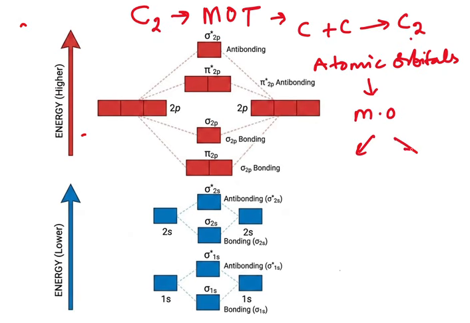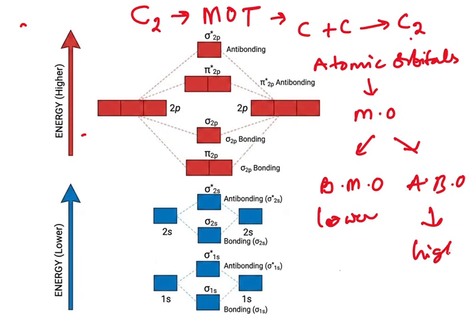There are two kinds of molecular orbitals that can be formed: bonding molecular orbitals, which have lower energy, and anti-bonding molecular orbitals, having higher energy, or excited state, we say. If you look at this diagram of carbon energy levels, the arrow mark indicates increasing energy level.